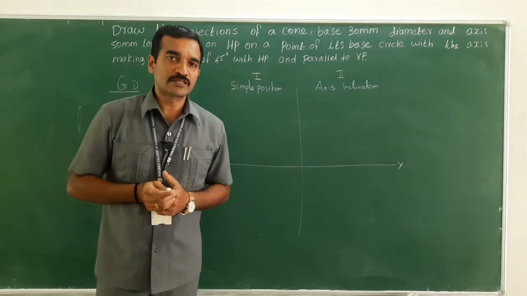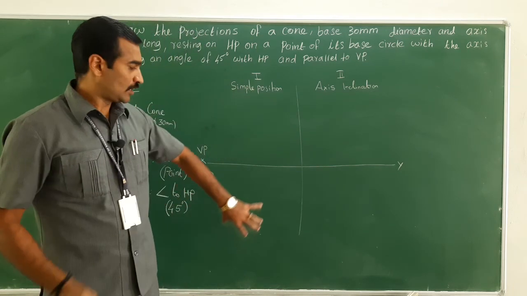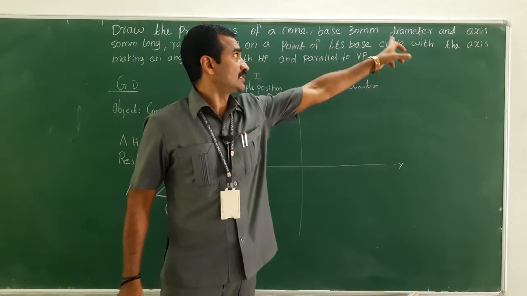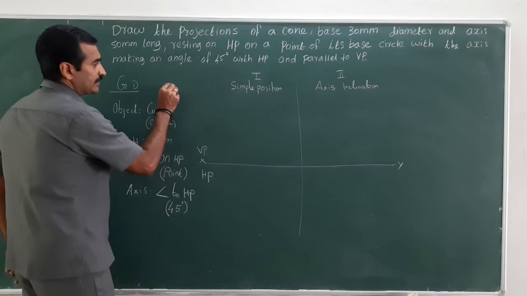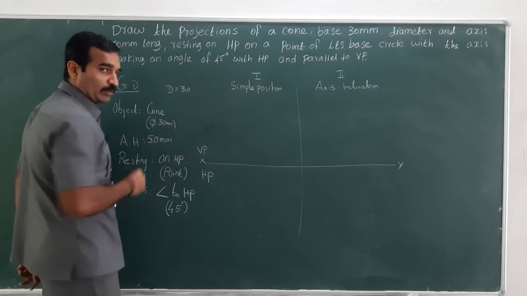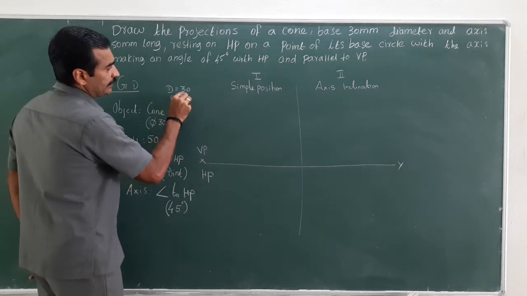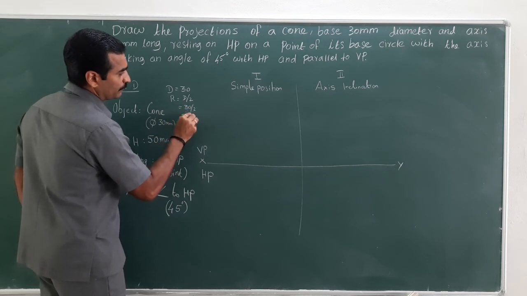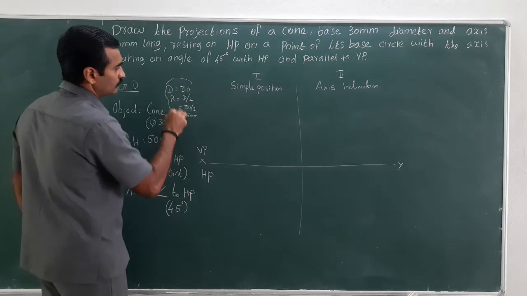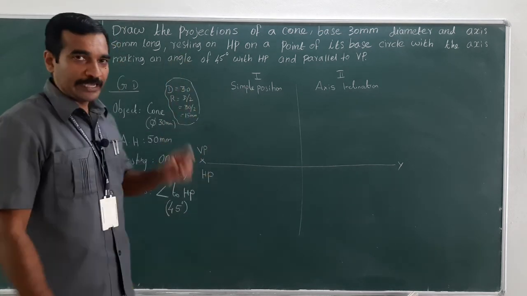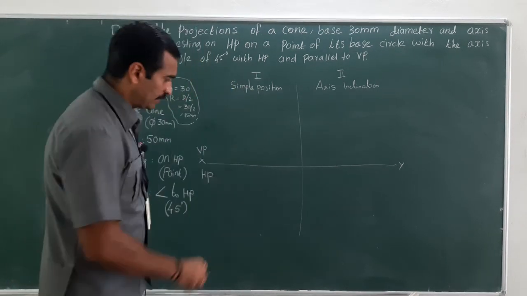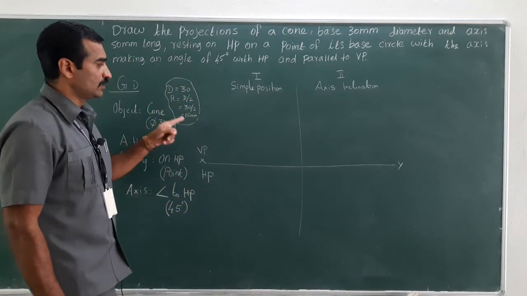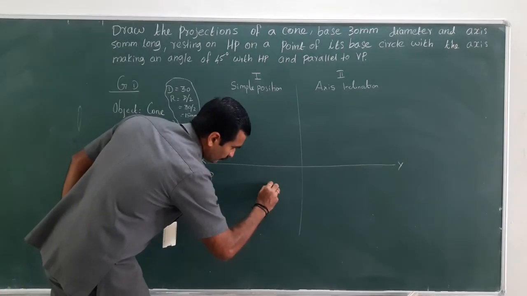Here you have to draw the first diagram, that is the true shape on HP, right? The diameter of the base circle is 30 mm. What about its radius? R is equal to D by 2, that is 30 by 2, which is 15 mm. So take 15 mm in your compass, choose any point and draw a full circle of radius 15 mm.